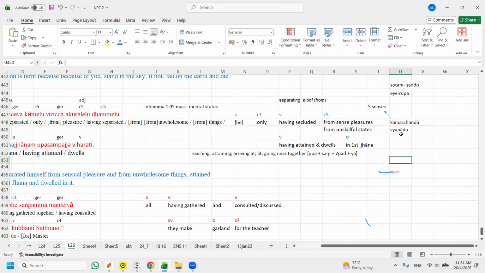So vyapada is ill will. Ill will is an unskillful state of mind. That is the reason. Normally when you read the sutta, you don't know which unskillful state is being referred to. It is vyapada, ill will. So these are the two. Of course, there are still more: thina-middha, uddhacca-kukkucca, and vicikiccha, doubt. So these are the important parts for a person to enter into a jhana.